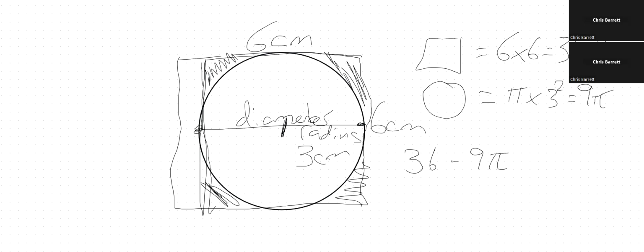Right, so that gives us a final answer for those scraggy ends as 7.7 centimeters squared. That is as long as my calculator has done BIDMAS, which I'm hoping it has. Let me try it on this badge. Right, so I've got 36 subtract 9 multiplied by pi. Yeah, perfect, 7.7.